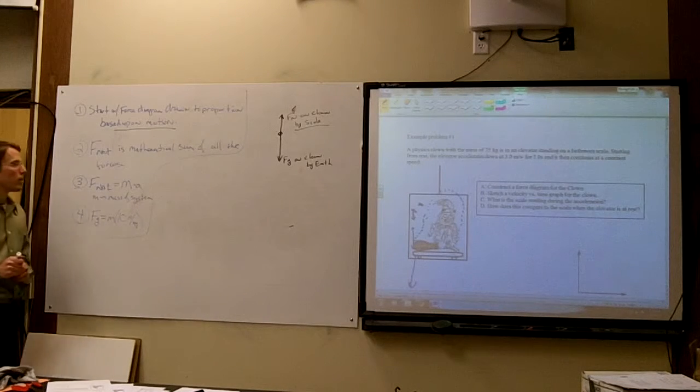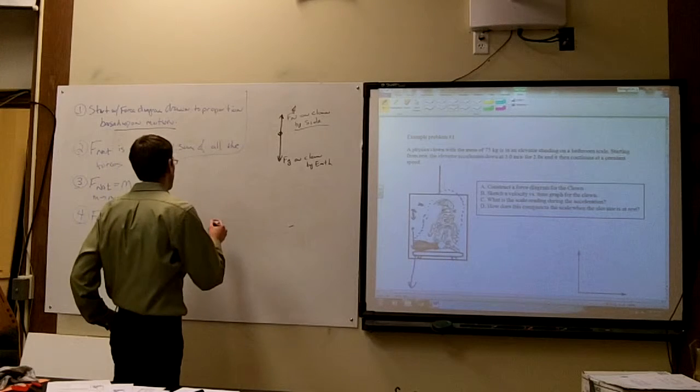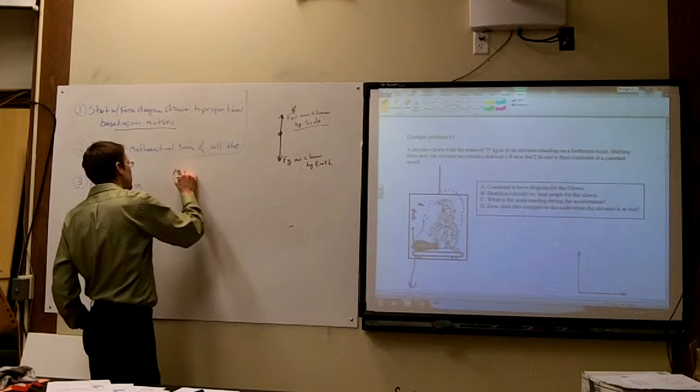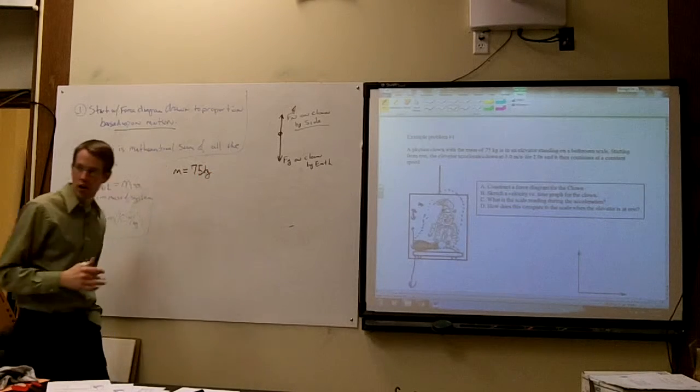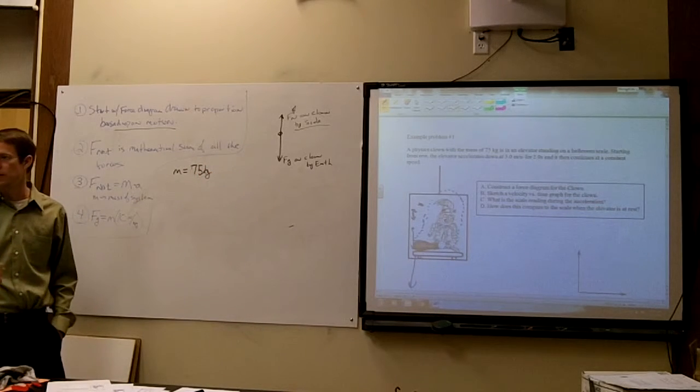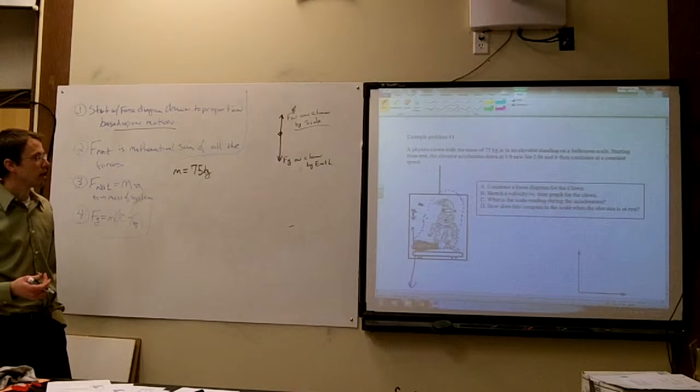Okay, so what's the 75 kilograms? Where does that fit in? So mass is 75 kilograms. This is actually easier than our cart systems because there's only one piece of the system. Okay, what else do we have?